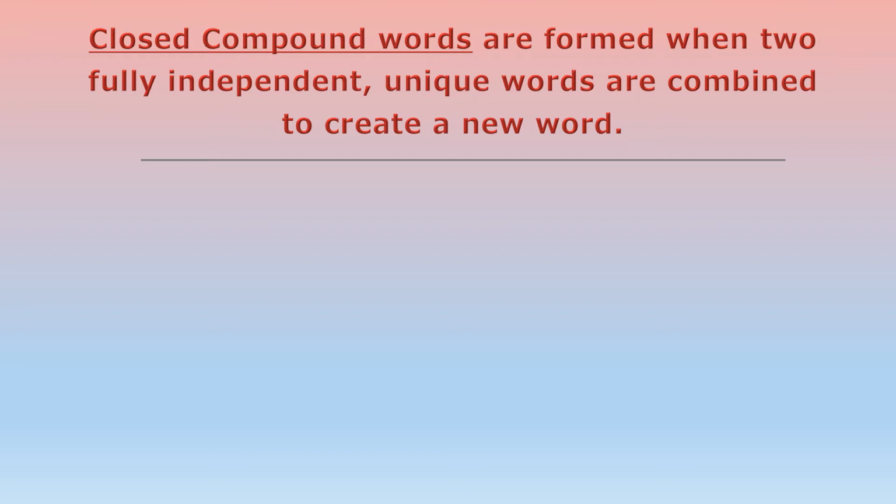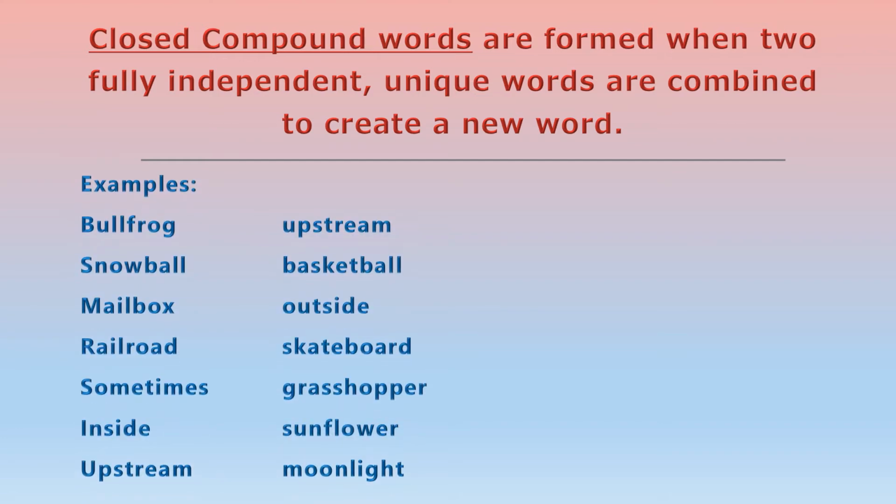Closed compound words are formed when two fully independent, unique words, differently meaning words, are combined. For example, bullfrog, snowball, mail plus box gives you mailbox, skate plus board gives you skateboard, and of course grasshopper, sunflower, moonlight. If you separate them, you will find two separate meanings, and when they come together, they get a completely new word. They are called closed compound words because they are two words joined together without space or anything.